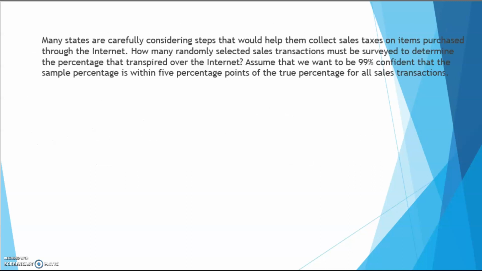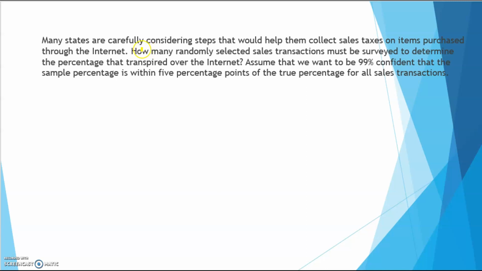Okay? Many states are carefully considering steps that would help them collect sales tax on items purchased through the internet. How many randomly selected sales transactions must be surveyed to determine the percentage that transpired over the internet? Assume that we want to be 99% confident that the sample percentage is within 5 percentage points of the true percentage for all sales transactions.